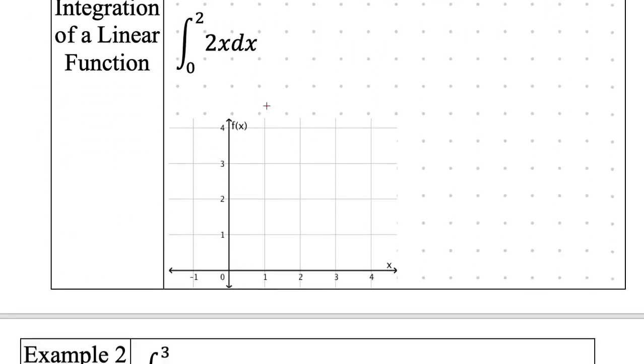Let's go ahead and graph y equals 2x. How does y equals 2x look? Here's x, there's 2x. That works. It has a y-intercept of 0, and it has a slope of 2, which means right 1, up 2. There it is. So there's my function.